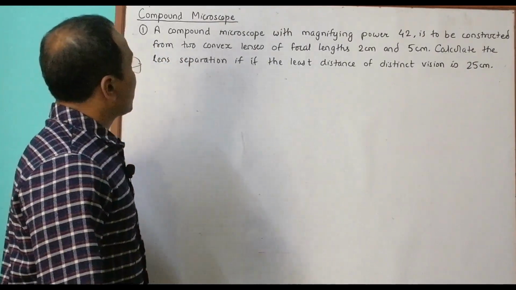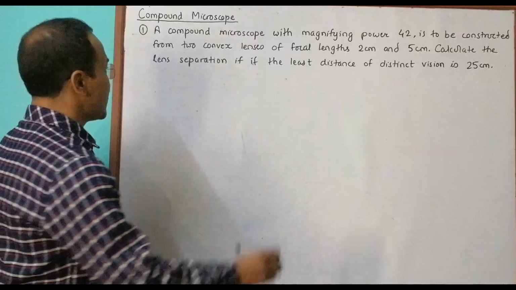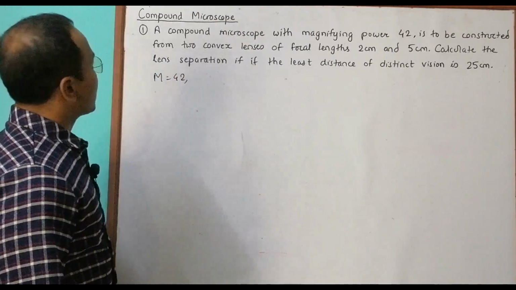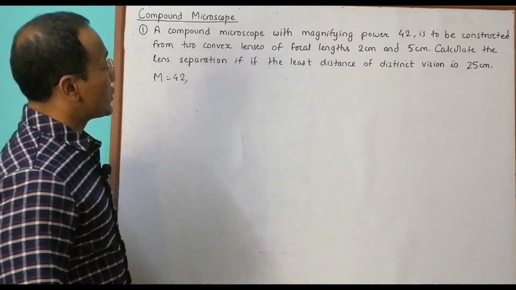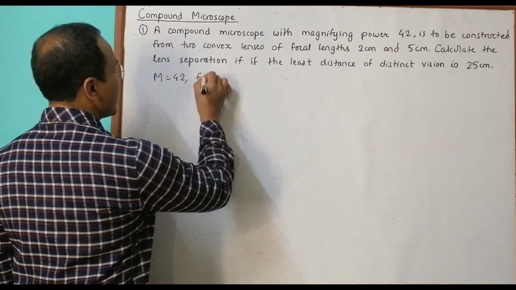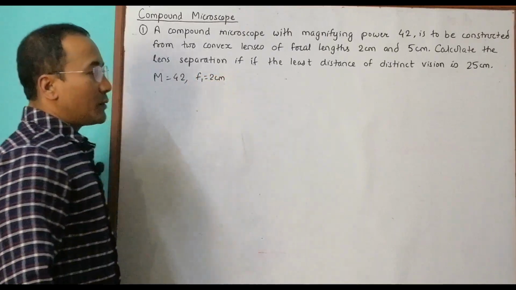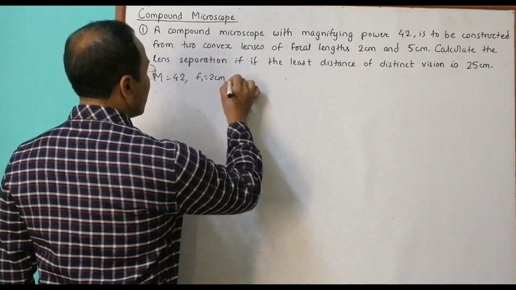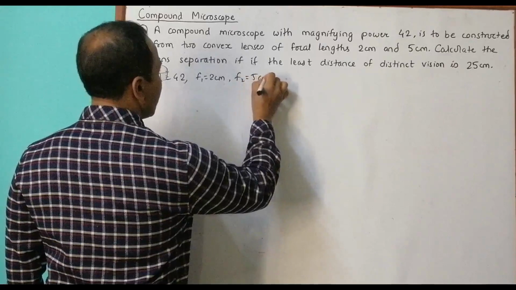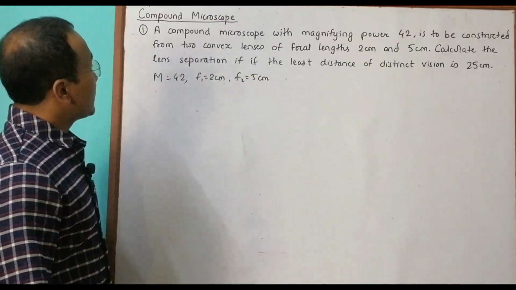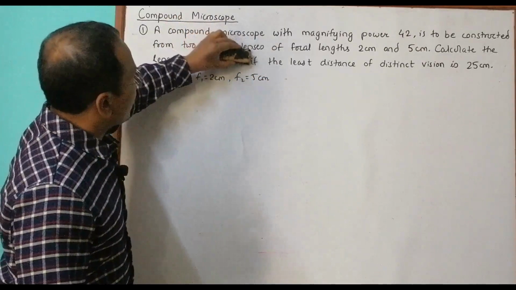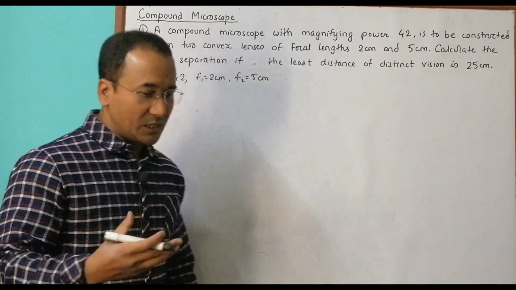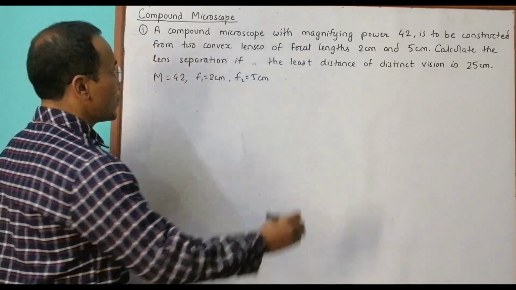It says a compound microscope with magnifying power 42 is to be constructed from two convex lenses of focal length 2 centimeter, so f1 is equal to 2 centimeter. In a compound microscope, generally the objective has the shorter focal length, it's more powerful, 2 centimeter, and the eyepiece has 5 centimeter. Calculate the lens separation if the least distance of distinct vision is 25 centimeters. So it means that the nearest image distance possible is equal to 25 centimeters.